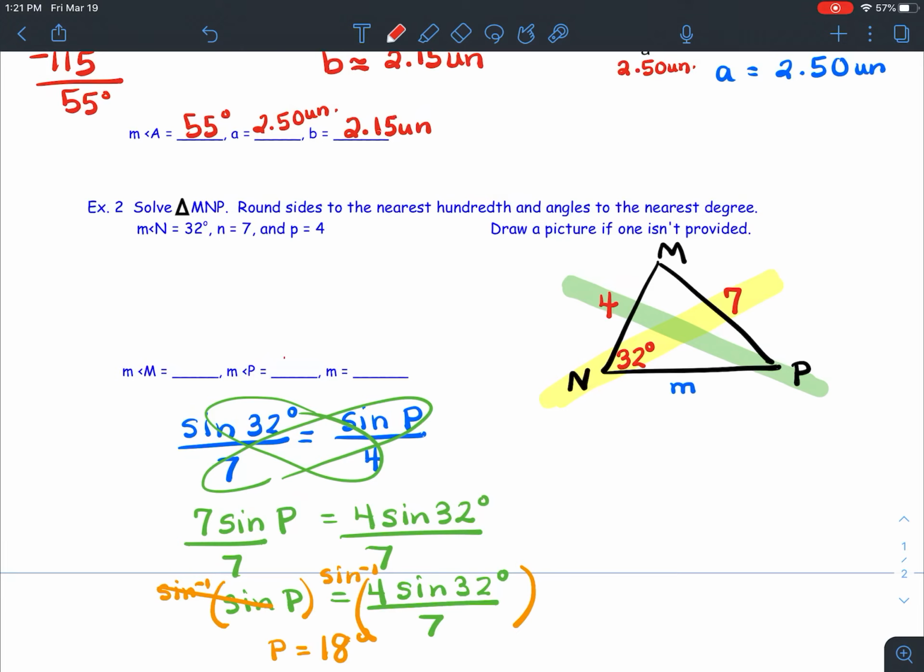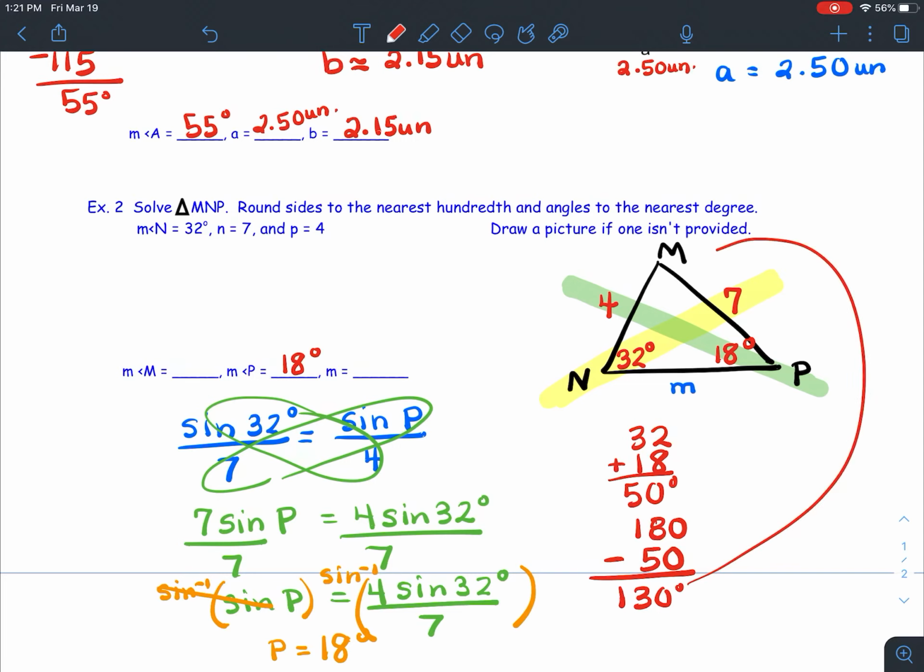Okay, so I'm going to put that on the blank here. I'm also going to add that onto the picture. Now anytime we know two angle measurements, we can always find the third angle measurement, again because every triangle has 180 degrees in it. So our two angles add up to 50. That means if we subtract 50 from 180, angle M has to be 130 degrees.